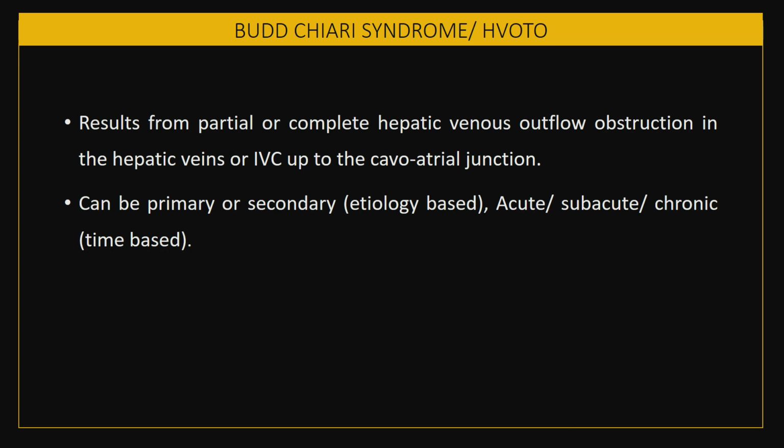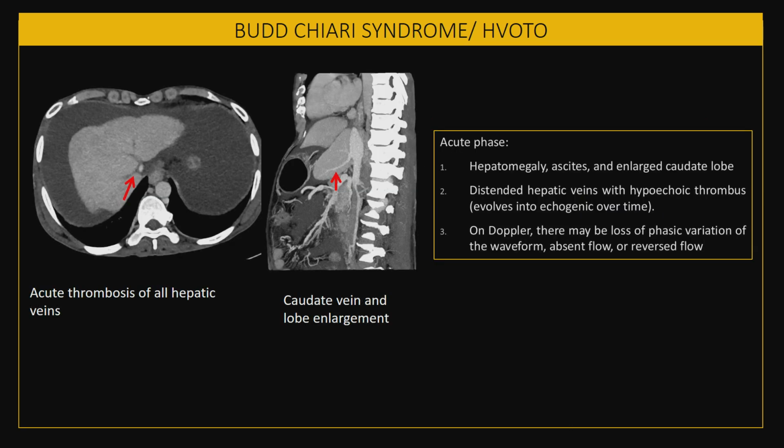And depending upon the chronology of symptoms, it can also be divided into acute, subacute, and chronic. So here we see the manifestations of acute Budd-Chiari. You see acute thrombosis of all the hepatic veins. You can visualize all the hepatic veins separately, and they are slightly prominent with hypodense thrombus within. You will see hepatomegaly, you will see a lot of ascites, and this is the enlarged caudate lobe.